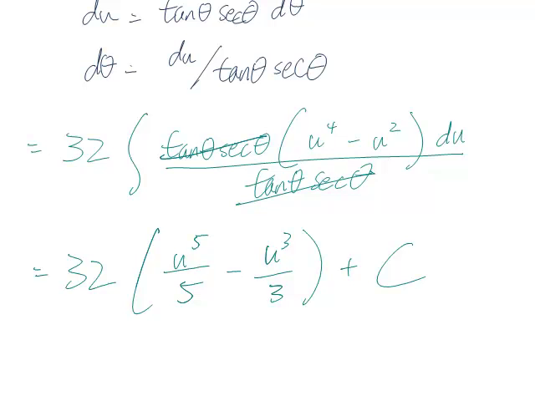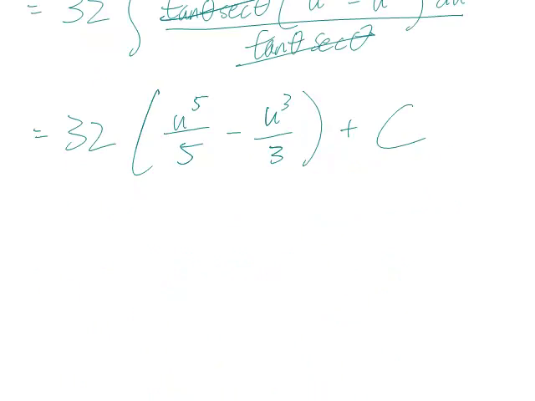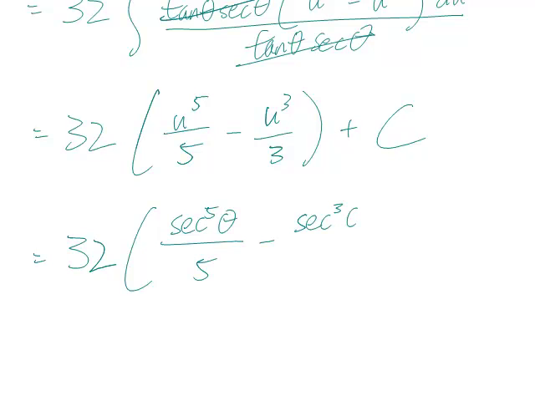Of course, u is not the variable we want. u is in fact secant theta, so we want to actually turn this to secant to the fifth theta over 5 minus secant cubed theta over 3 plus C.